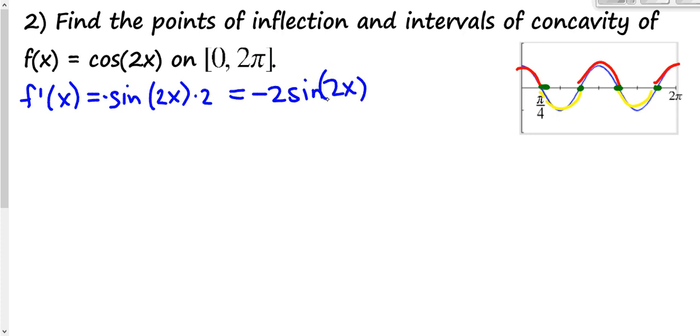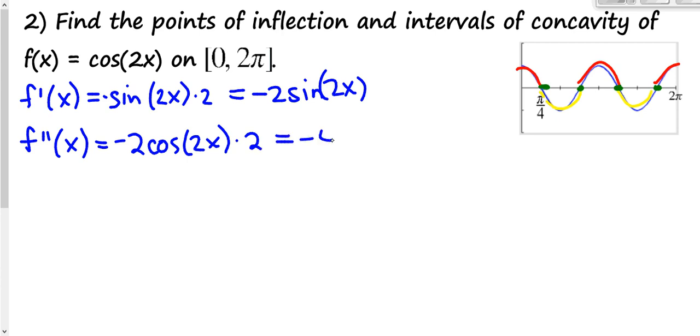Now we need the derivative of that to be our second derivative. Leave the constant negative 2. Use the chain rule. The derivative of sine is cosine, so we have cosine of 2x, and the derivative of the inside, the derivative of 2x, is 2. Let's write that as negative 4 cosine of 2x.